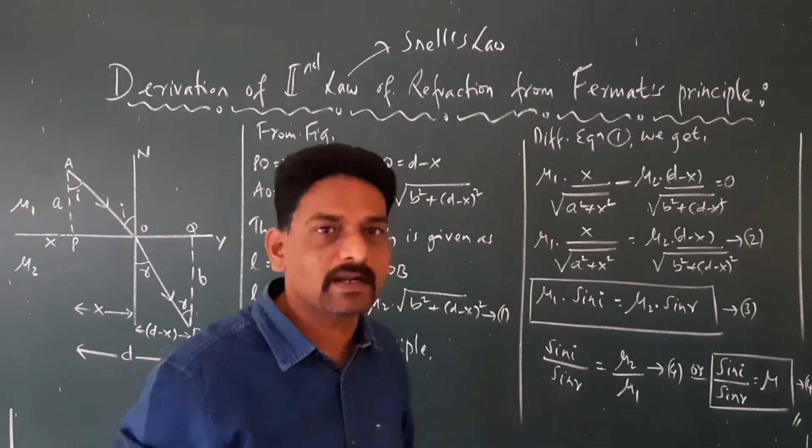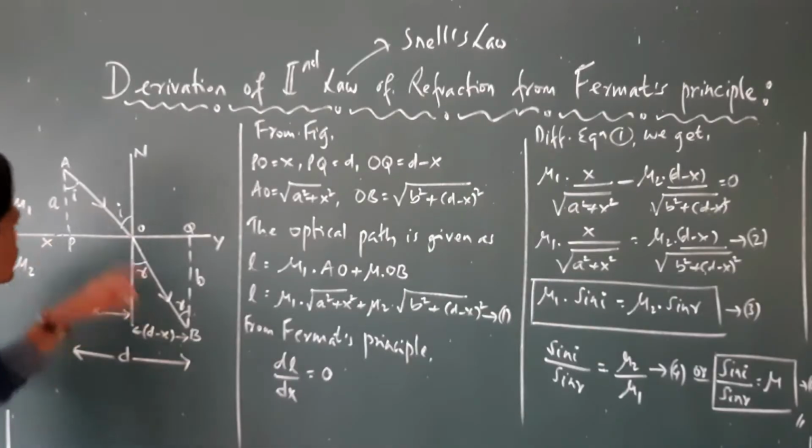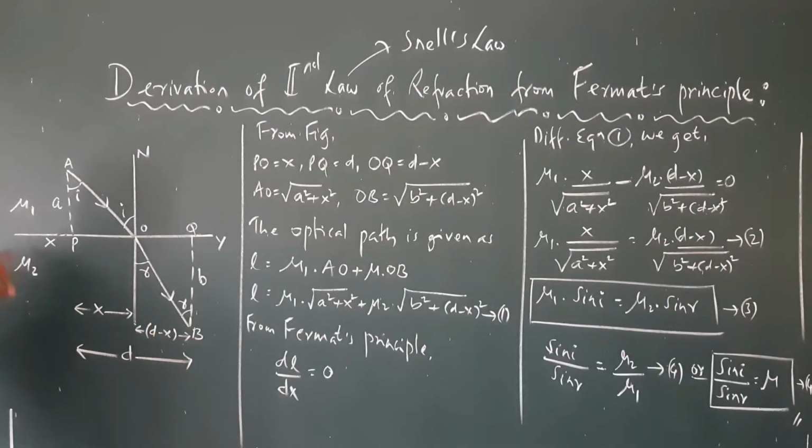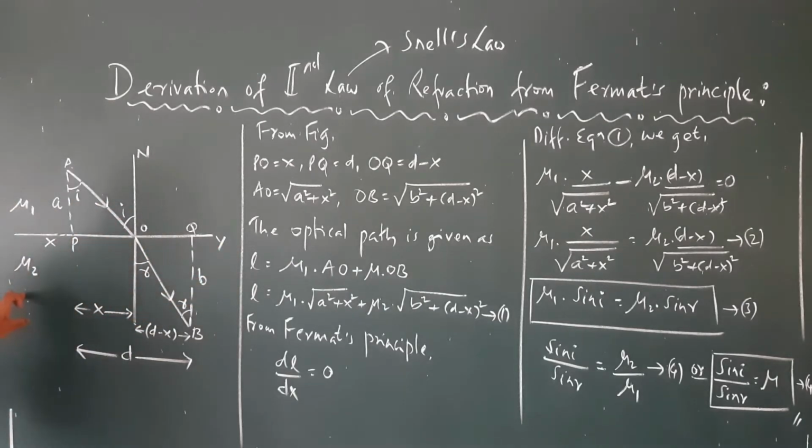For that, look at this diagram. In this diagram, XY is the boundary which separates two media. This is one medium, this is the other medium. The refractive index of this medium is mu1, and the refractive index of this medium is mu2.